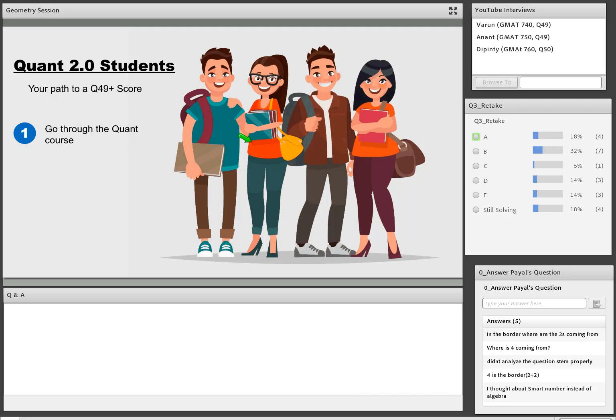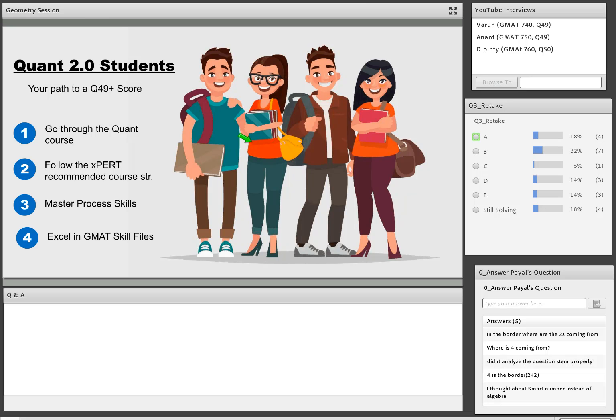So take that feedback and start going through the quant course, one course at a time, one module at a time. Follow the expert recommended structure. You don't need anybody else to tell you what to do. The course itself, the expert AI, tells you how to proceed and what it is that you need to do. It tracks all your improvement. It builds all your personalized courses for you. Master process skills, excel in GMAT skill files.